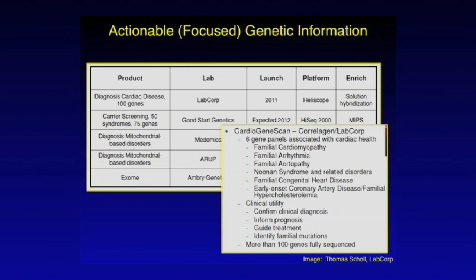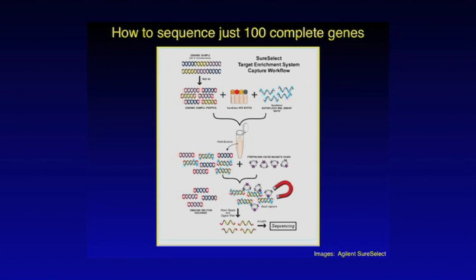So how is it that we can look at just 100 genes in our entire genome? Don't we have to sequence the whole thing, starting with chromosome 1 and going all the way through? Well, without going into too much technical detail, let's just say that there are ways that you can pull out those genetic sequences that you're interested in and just sequence those.